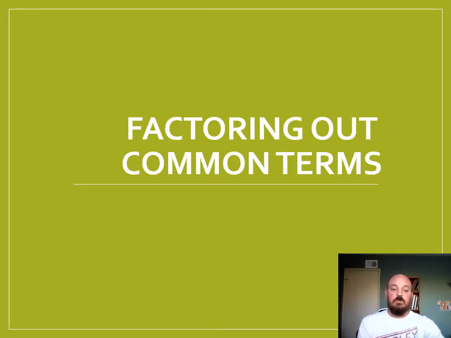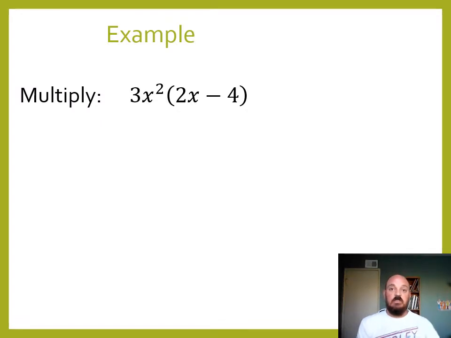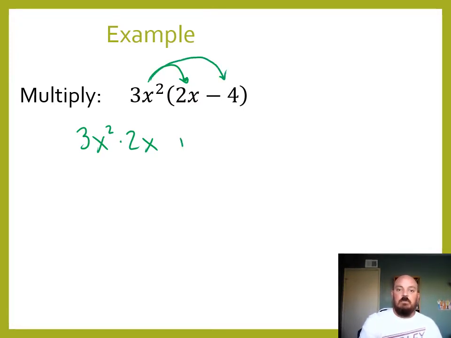Now, to show you exactly what we're doing, I'm going to start with an example that we've already done this year. This is an example of what we call the distributive property. We have 3x squared, that's a single term, times, and then in parentheses we have a polynomial. In this case it's 2x minus 4. So if I were doing this question, I would take the 3x squared and do two separate multiplication problems. Remember, we use these arrows to show that we're multiplying. So for the first step, I would do 3x squared times 2x. And for the second step, I would do 3x squared times negative 4.